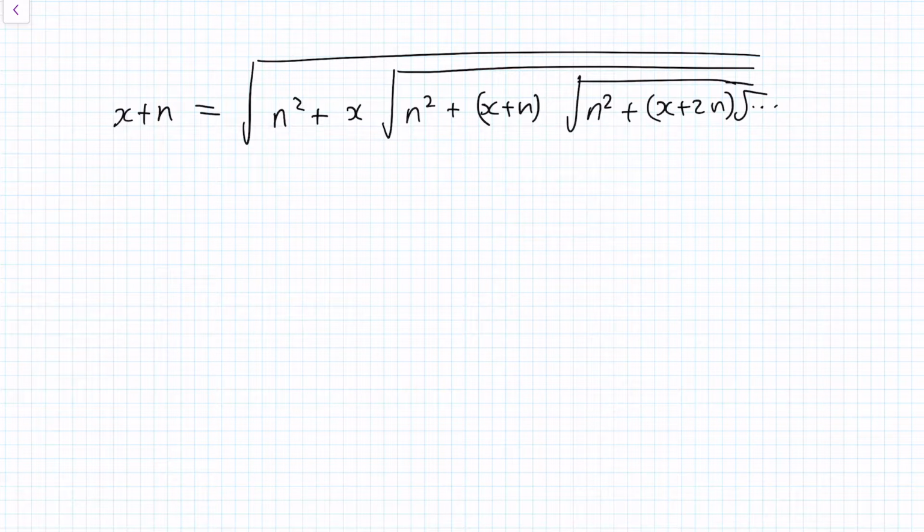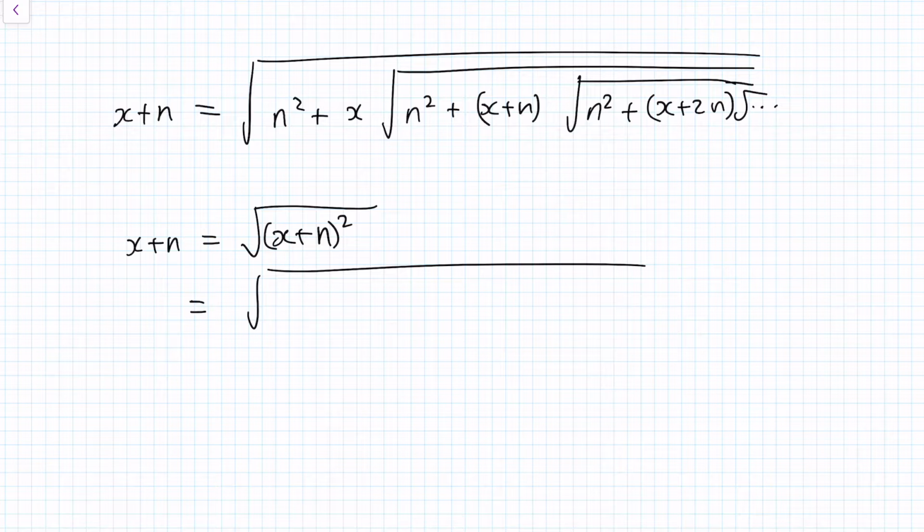But before that, let's get an intuition about this extraordinary relation. So how do we prove this, or how do we get an intuition rather than proving it fully? We can start with x plus n and say x plus n is equal to x plus n squared, square rooted, okay? And you can rewrite that as square root of n squared plus x into x plus n plus n.